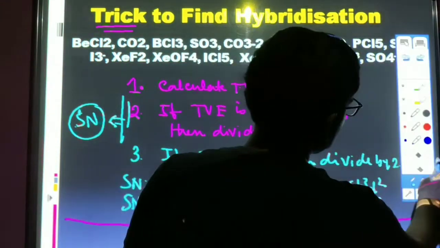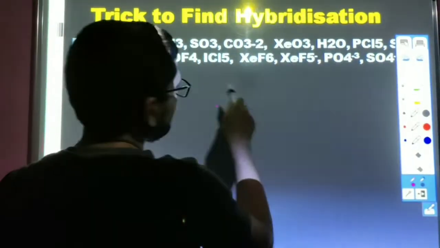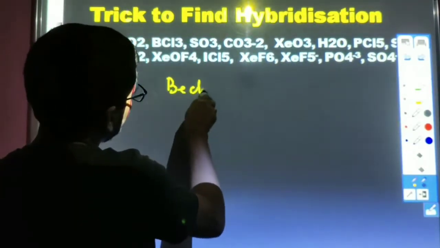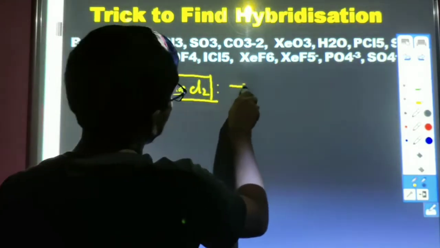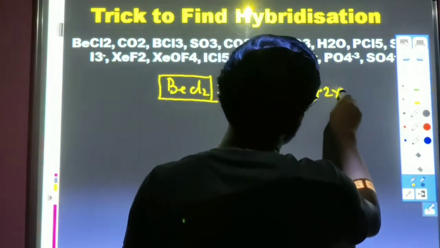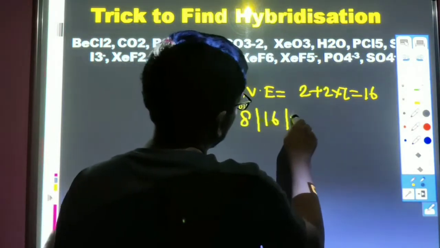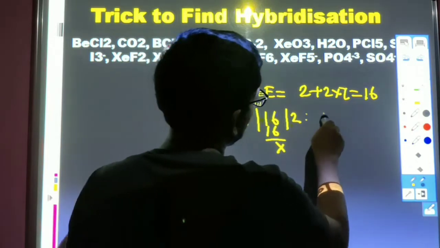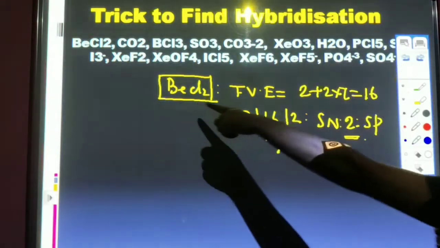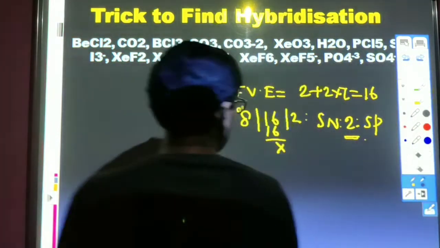Okay, so say I need to know the hybridization of beryllium in BeCl2. So what should I do? I will calculate total valence electron. Total valence electron will be 2 plus 2 multiplied by 7, that will give you 16. Now divide by 8. So this is the steric number. So steric number 2 and hybridization is sp. So in BeCl2 the hybridization of beryllium will be sp hybridization.